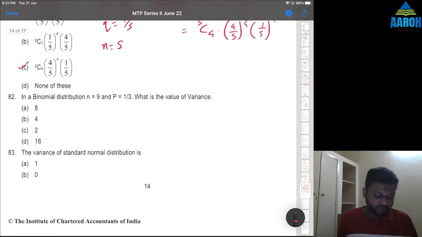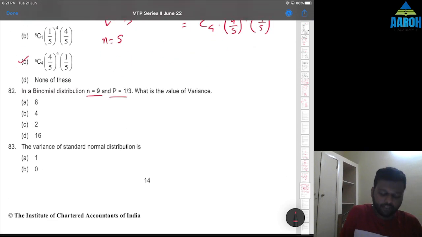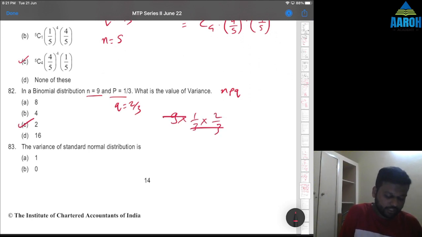Next, 82. In a binomial distribution, n is this, p is this. What is the variance? Variance is npq. Here q is going to be 2 by 3, right? So npq, just do it, 9 into 1 by 3 into 2 by 3. So 3392 is the correct answer. Do it on a calculator, that is also fine. That is the best way.